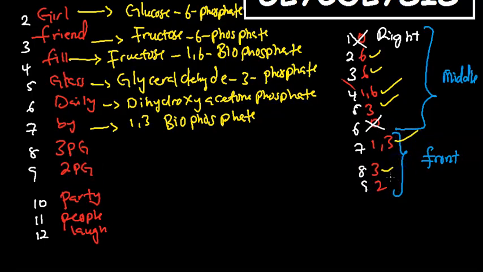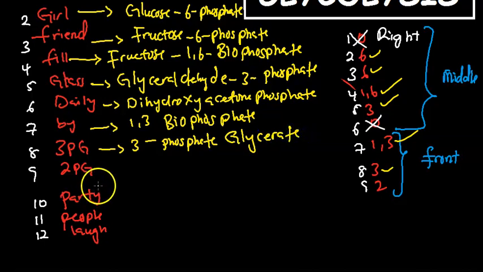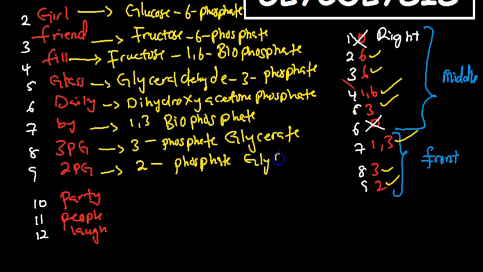At number 8 we have 3. This simply indicates that it's going to be 3. What is the PG? It is phosphoglycerate. Here we are going to have phosphoglycerate. What about 2PG? On number 9 we have 2, and here is 2PG. It's going to be what? 2, that is the number of carbon atom, is going to be phosphoglycerate.